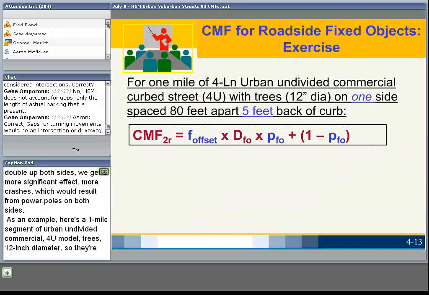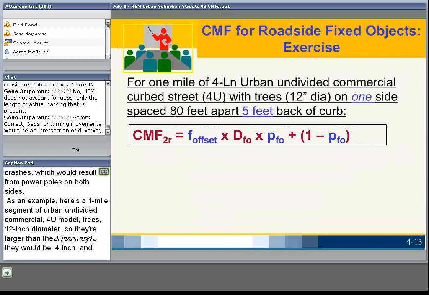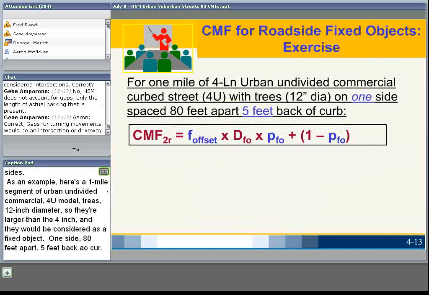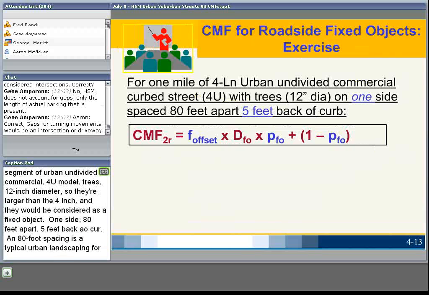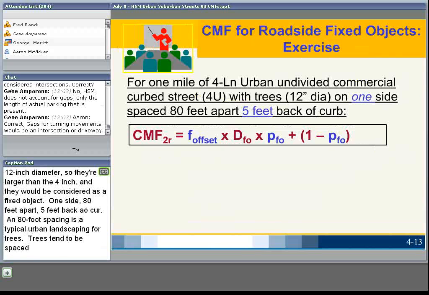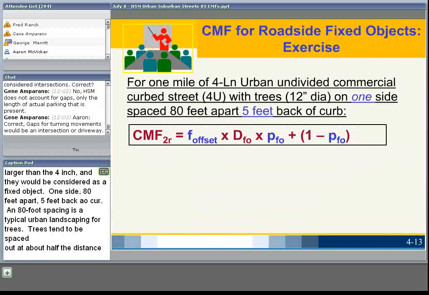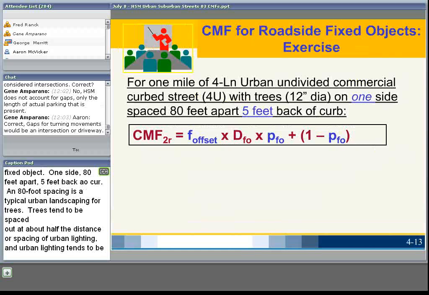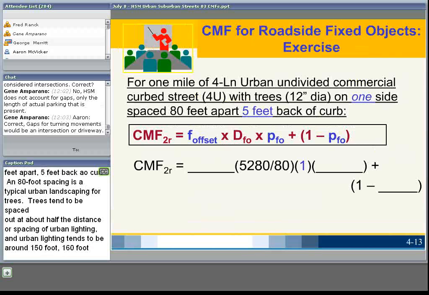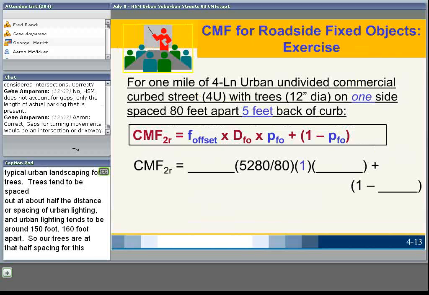For a 1-mile segment of 4-lane urban undivided commercial curbed, so it's a 4U model, with power poles on both sides, 150-foot spacing, 2 feet back of curb. Our density now has changed because we have power poles at 150-foot spacing on both sides. And hence, when we double up both sides, we get a more significant effect. More crashes would result from power poles on both sides.